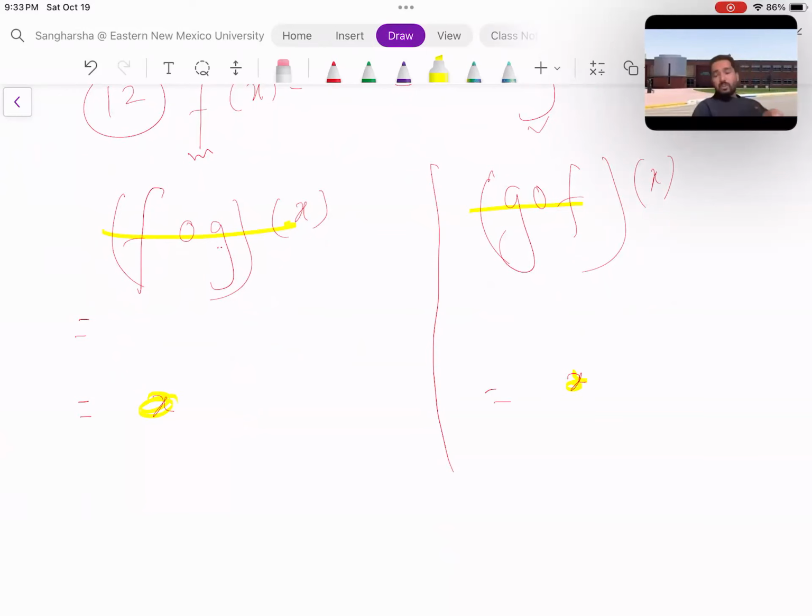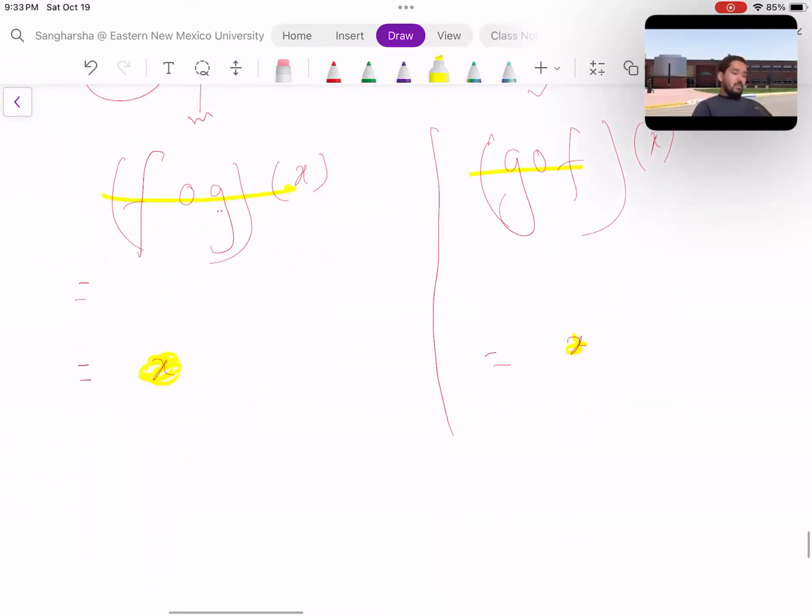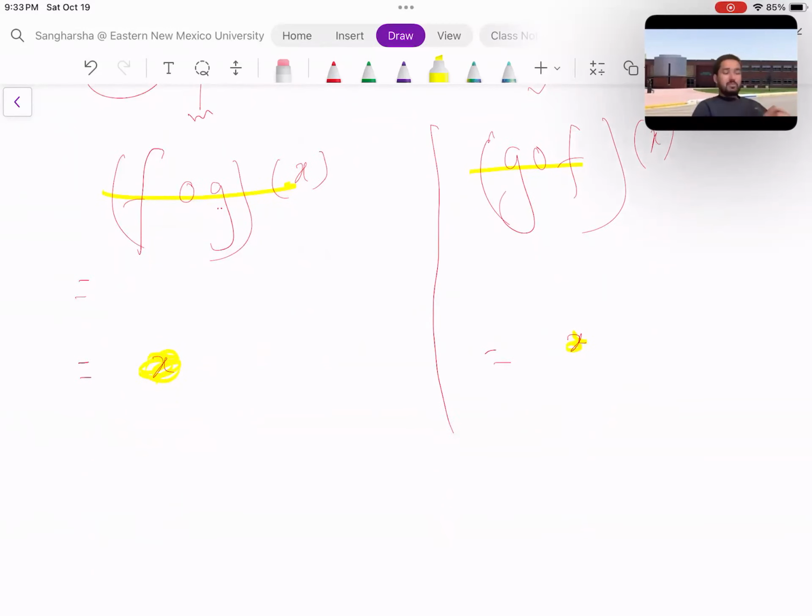That's all you need to do. You find f composite g, you find g composite f, and you have to get x. If you have negative x, no, you have to get the x. Then the functions are inverse of each other. So similarly, we can do number 14. Is it okay if I skip this part here, finding f composite g and finding g composite f?